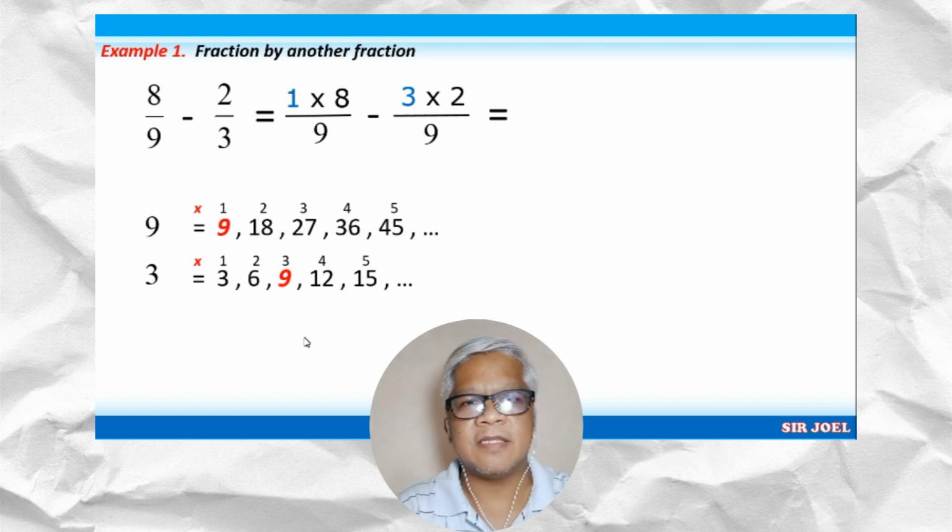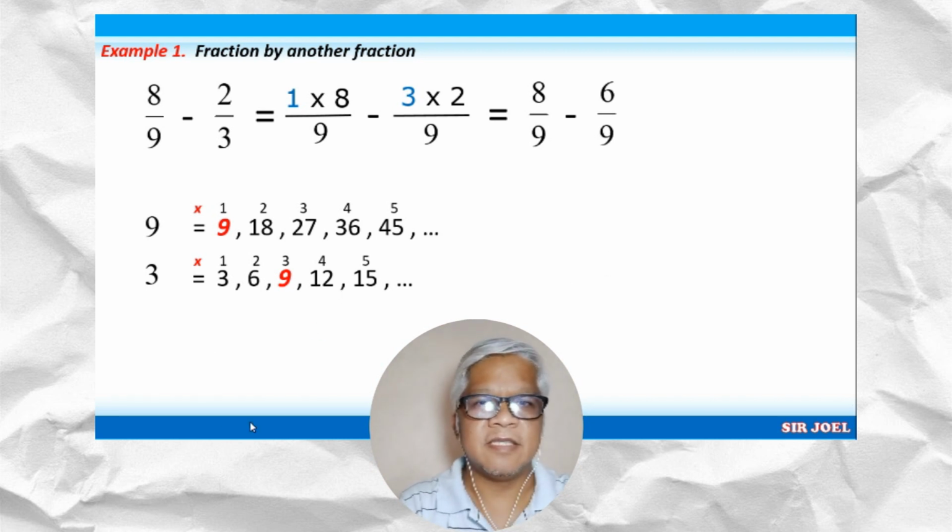What is 1 times 8? The answer is 8. Then copy the denominator, 9. Then, minus the product of 3 and 2 is 6. So, it is 6 over 9. Diba? Pareho na ang denominators natin.